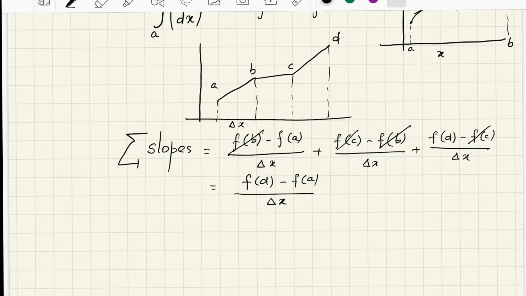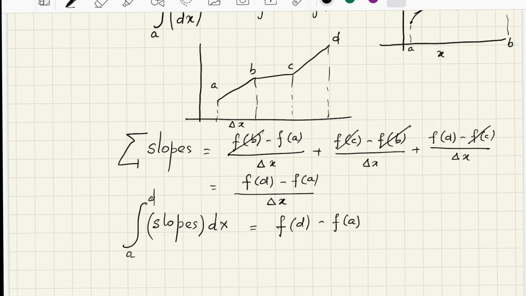And hence, if I now say that instead of sum of slopes, I take the integral of the slope dx, then with A and D as the endpoints, that is nothing but f of D minus f of A. So this is extremely fundamental to the use of integral calculus.